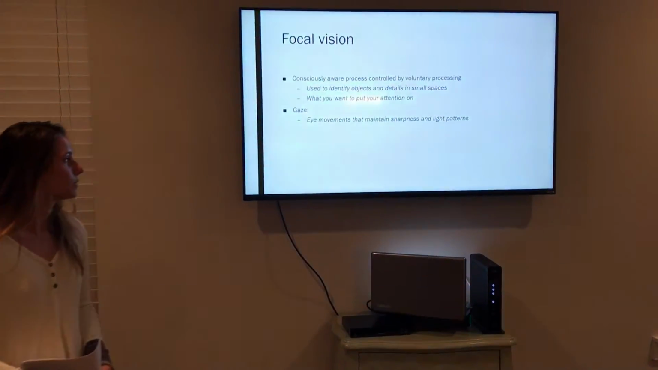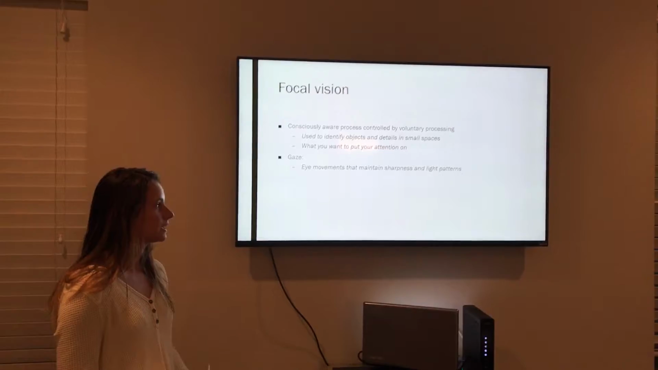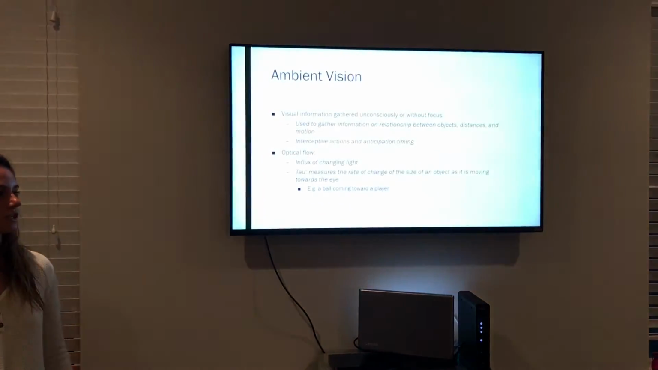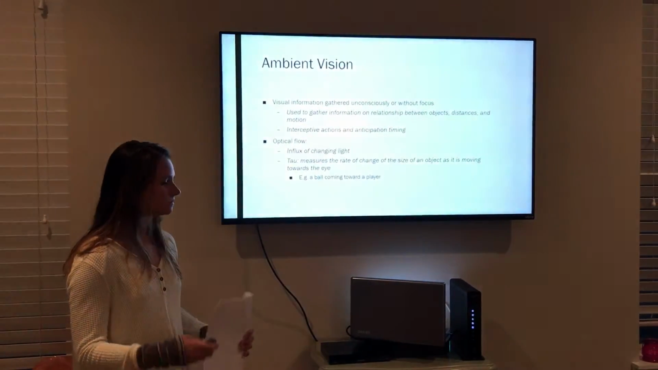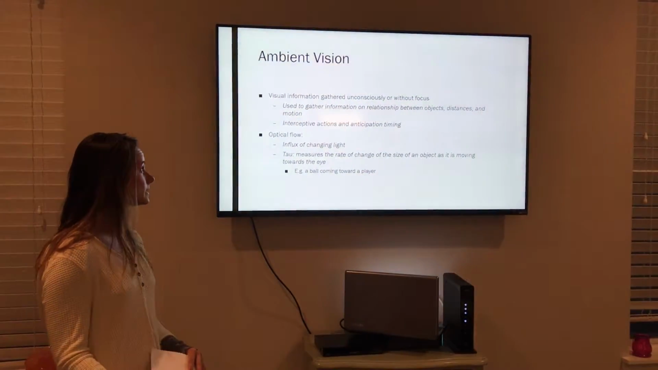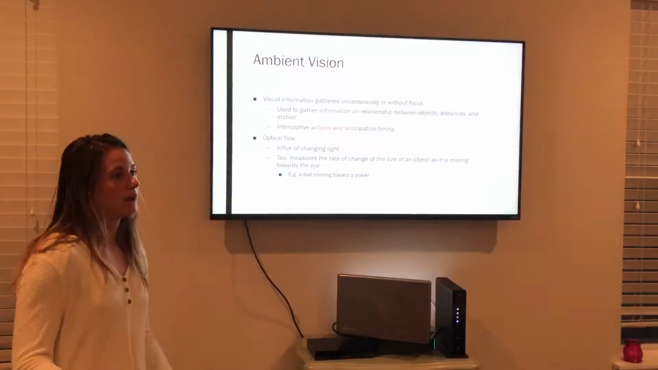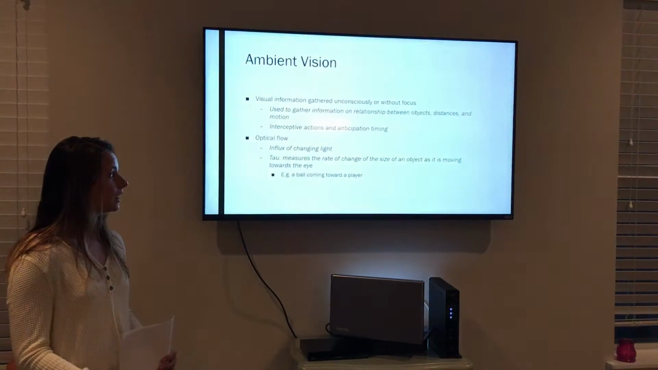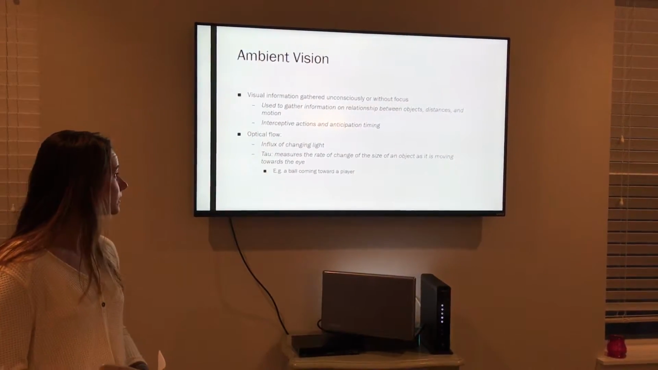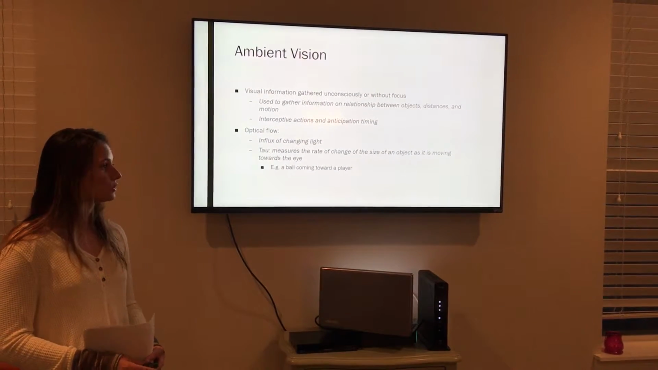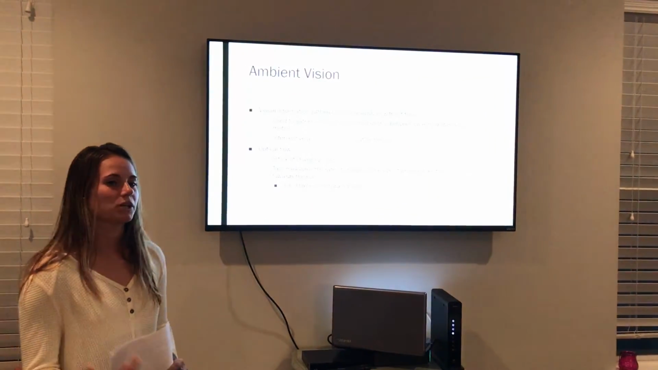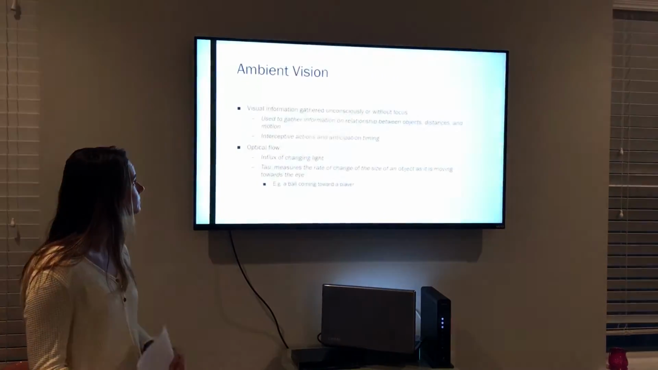This also uses a key component of gaze, which is eye movements that allow you to maintain sharpness in light patterns. Our ambient vision is more of our interceptive vision. So this uses our gaze in order to anticipate what's going to be happening next. We do this unconsciously, and we also do this without focus. A large component in ambient vision is our optical flow, which uses the influx of changing light in order to help anticipate the speed in which objects are coming towards or going away from us.